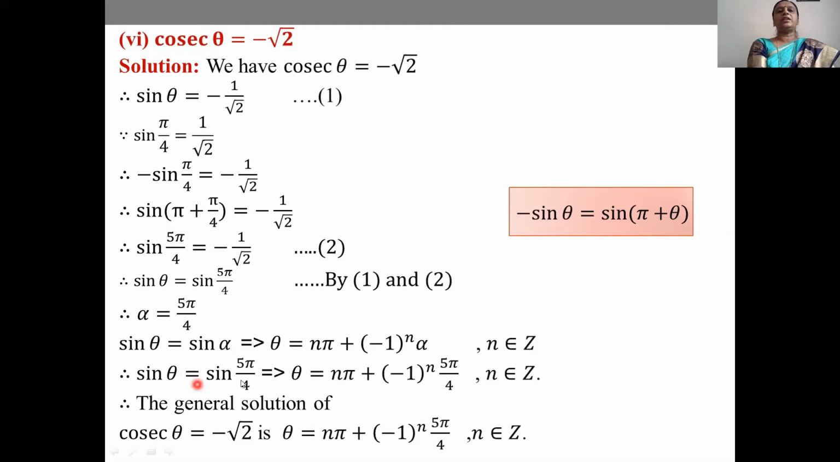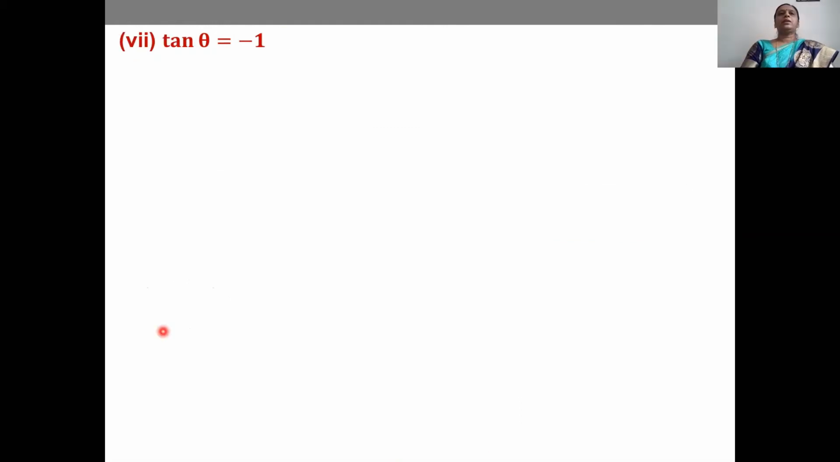Now, this sin theta is equal to sin 5 pi by 4 is nothing but our problem cosec theta is equal to minus root 2. Therefore, in the last step, you write down the general solution of cosec theta is equal to minus root 2 is theta is equal to n pi plus minus 1 raised to n 5 pi by 4, n belongs to Z. Now let's consider the next problem, tan theta is equal to minus 1.